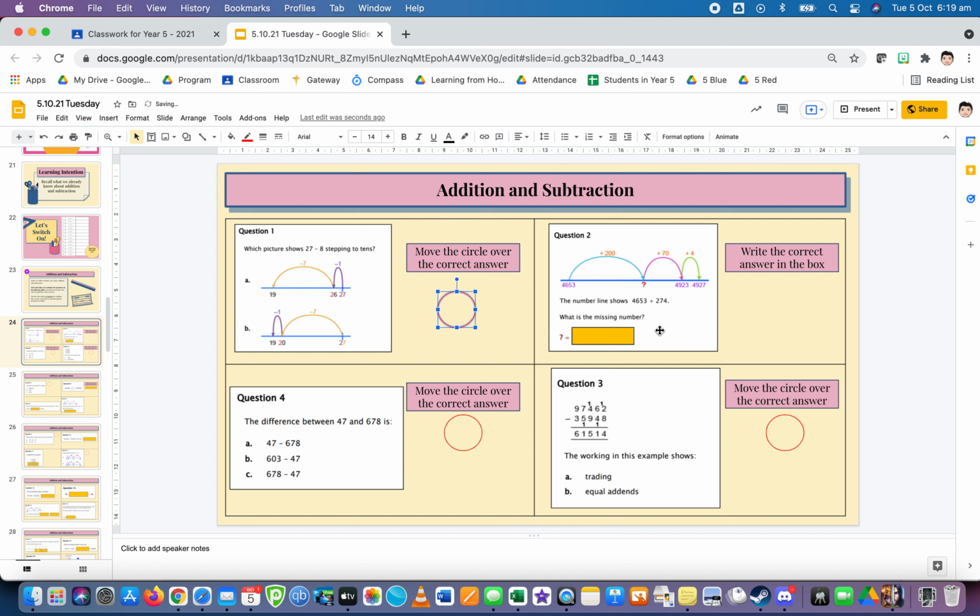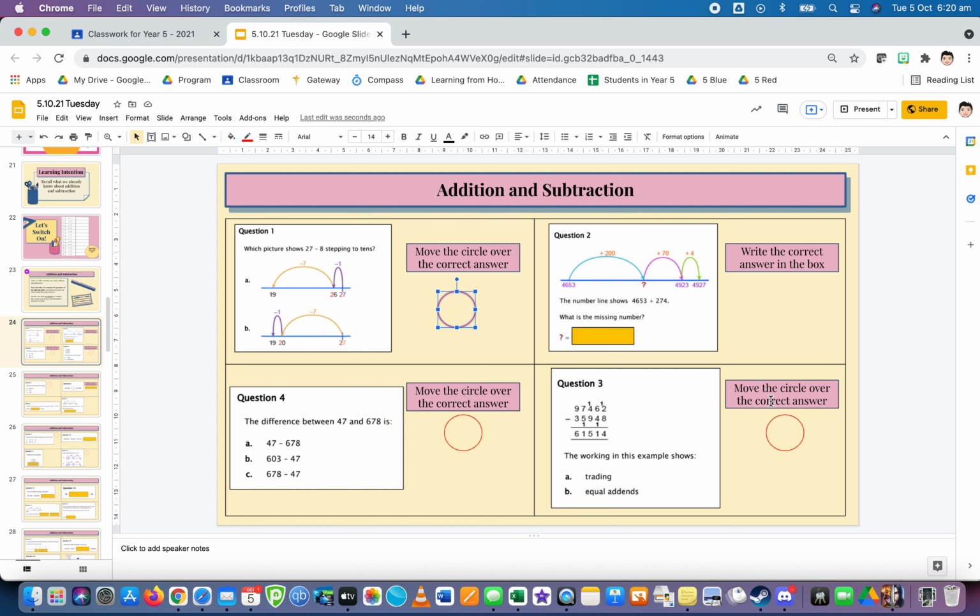Write the answer in the box. The number line shows 463 plus 274. What is the missing number? So 463 plus 200. What's the number there? It's not asking what the total answer is. What's the number there? Pretty easy. Difference between 47 and 678 is, so 678 and 47, the difference between those two. The question becomes, what minus what?